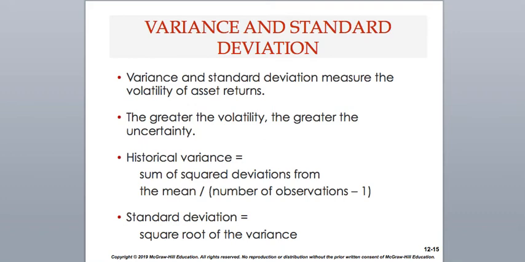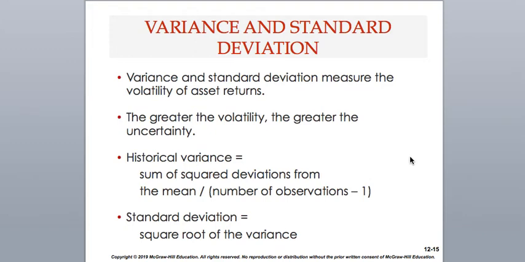So let's take a look at variance and standard deviation. And these are measures of risk. And another name for risk is uncertainty. So you see here, variance and standard deviation measure the volatility of asset returns. In other words, variance and standard deviation measure risk. The greater the volatility, the greater the uncertainty, or the greater the risk.